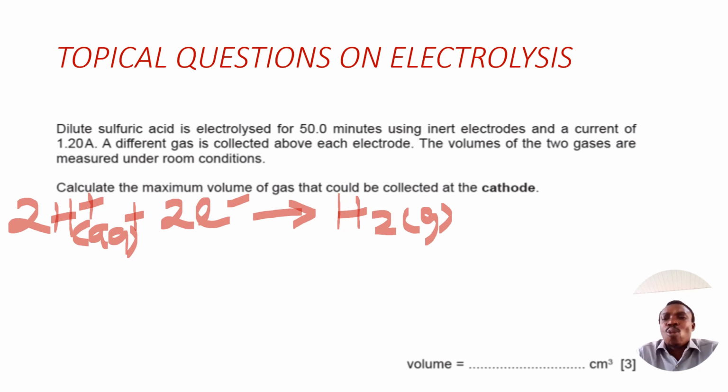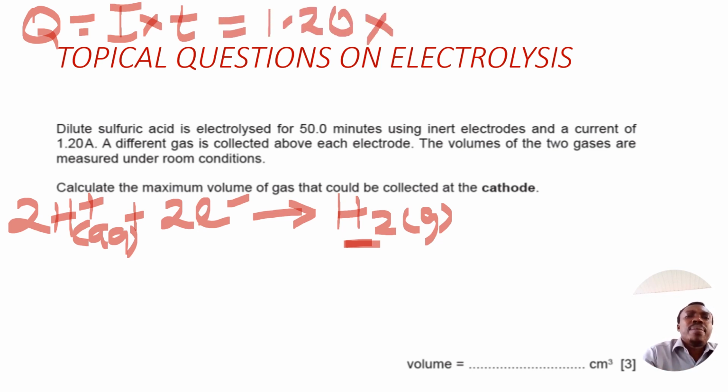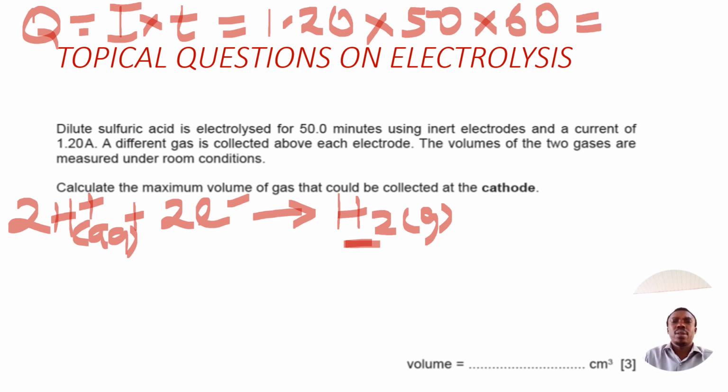So we have to calculate the quantity of electricity required to discharge this 1 mole of hydrogen gas at the cathode. Remember, quantity of electricity Q is equal to what? Current multiplied by time. The current is 1.20 amperes multiplied by the time, which is 50 minutes, multiplied by 60. So let me use my calculator. 1.20 multiplied by 50 multiplied by 60. You have 3,600 coulombs.